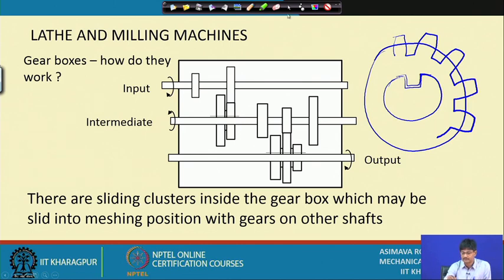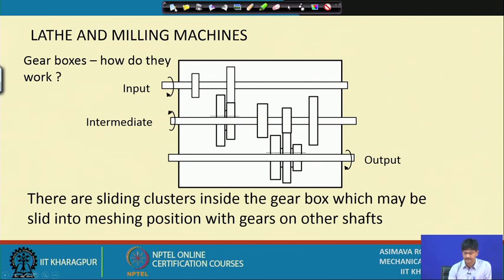So, let us see how the thing proceeds. This is the way in which it can be slid, or it can come back also. You can have this position as well as that position. Now, why have we shown three shafts? Because by shifting it from here to here, I can get different speed ratios. These two gears will have different teeth ratio, and these two gears will have different teeth ratio, and they will give rise to different speeds on the intermediate shaft.